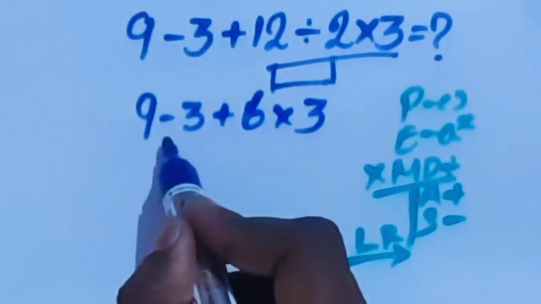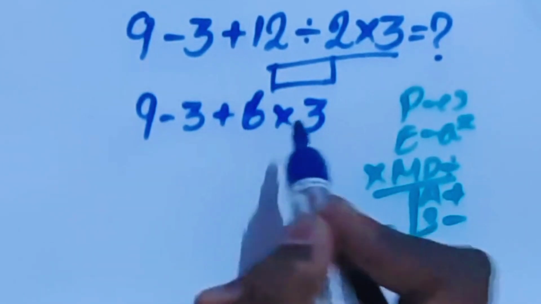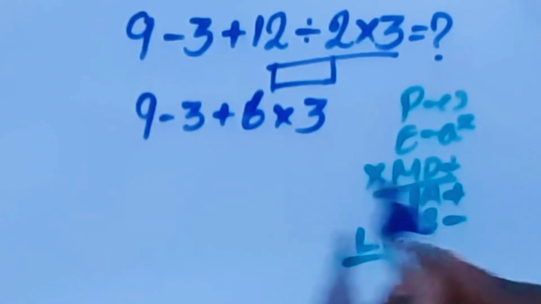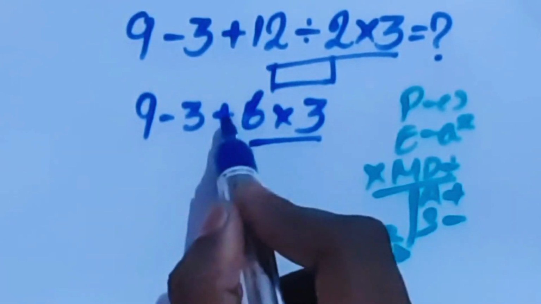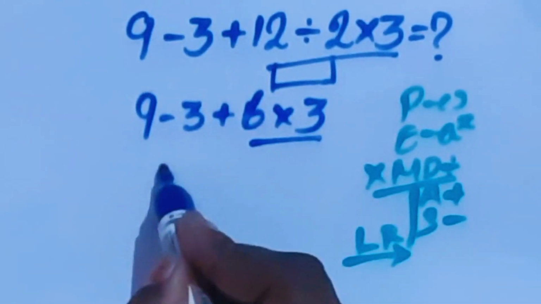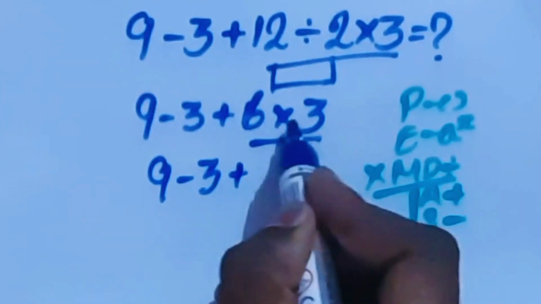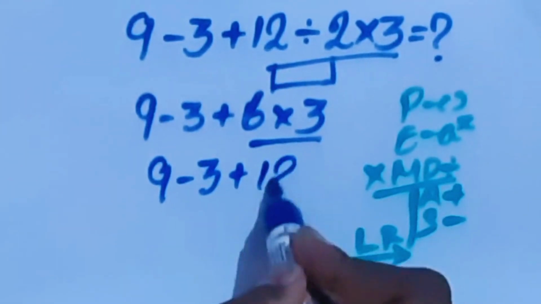Now we have subtraction, addition and multiplication. Here multiplication is higher priority than addition and subtraction. So we have to do the multiplication before the addition and subtraction. So 9 minus 3 plus 6 times 3 is 18.